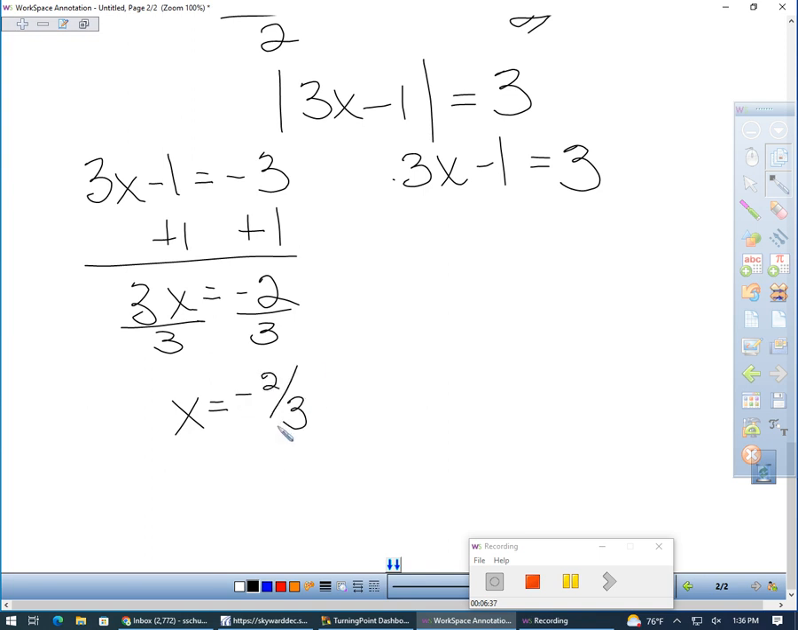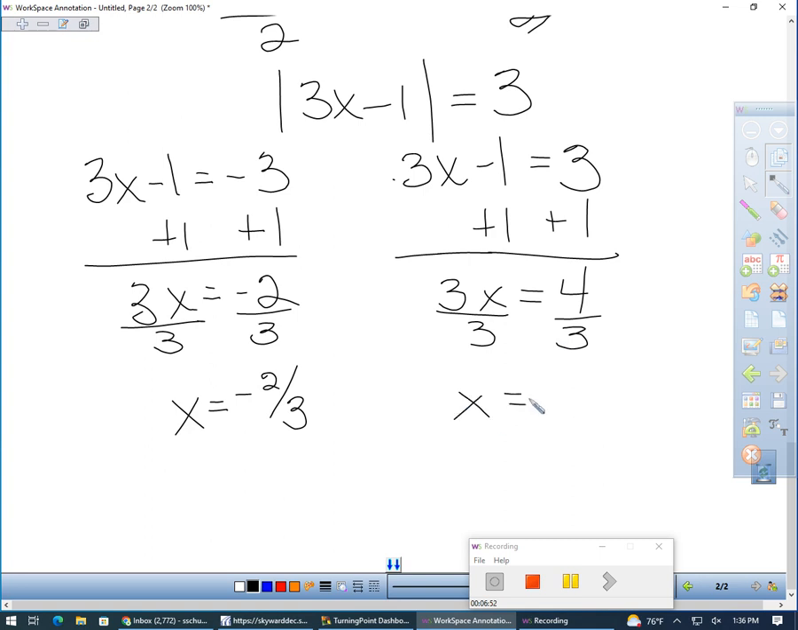Let's go over here to this one. I'm going to add 1 to both sides. We get 3x is equal to 4. Divide both sides by 3, and we get x equals 4/3. Any questions so far? All right.